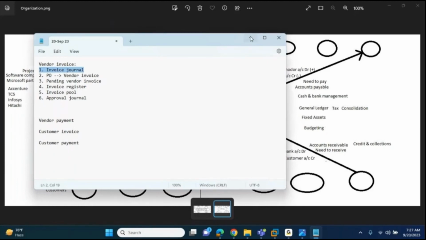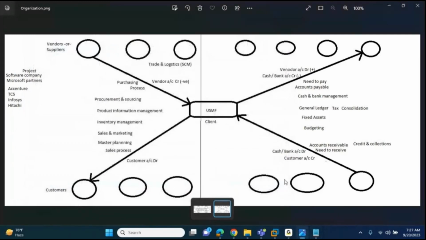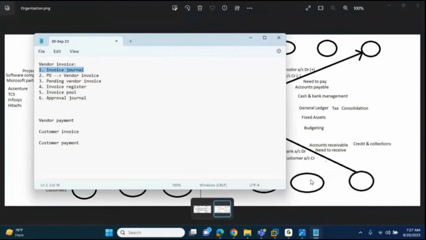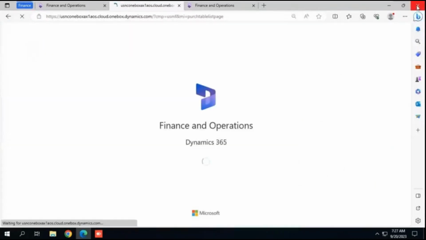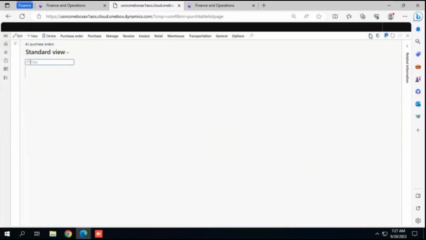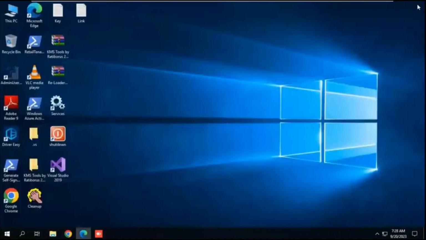Okay. The first one, let us understand invoice journal. So let me show you in this system and I will explain what is the meaning of invoice journal. So this is the application.